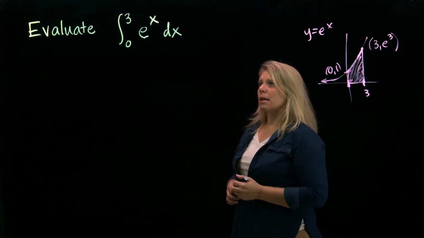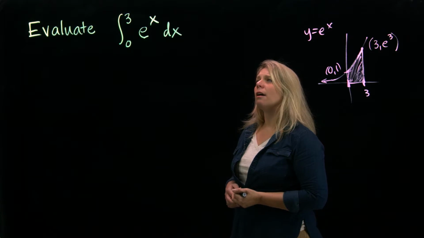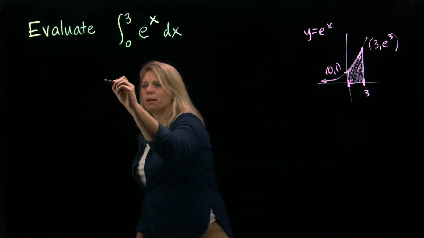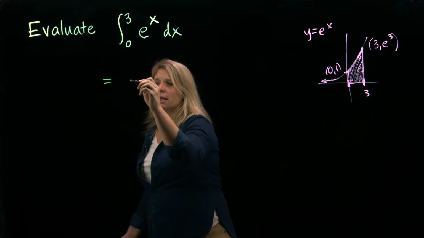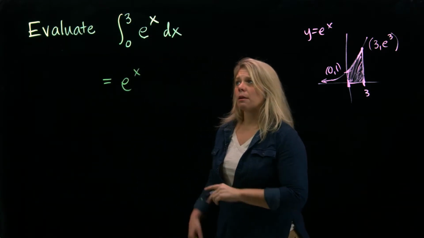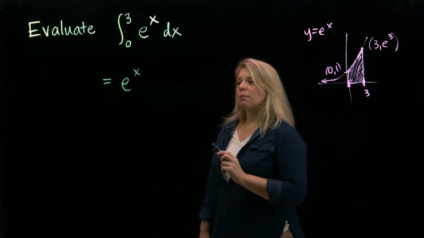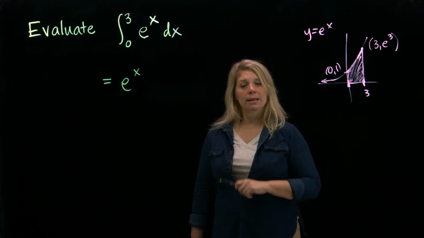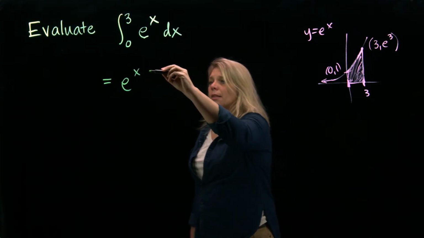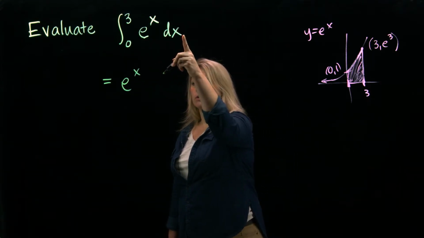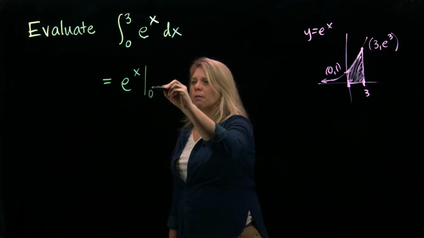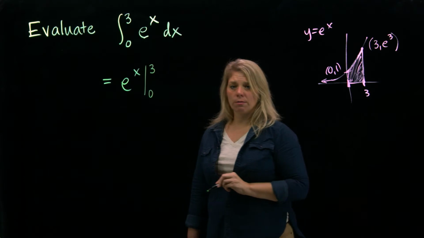So I need to think about antiderivatives of e to the x. That one should be easy. It's the easiest possible antiderivative. The antiderivative of e to the x is e to the x plus c, if I want to talk about all the antiderivatives. But the fundamental theorem of calculus just says any antiderivative, so I can use c equals 0. And then this integral is going to be equal to that antiderivative evaluated from 0 to 3.